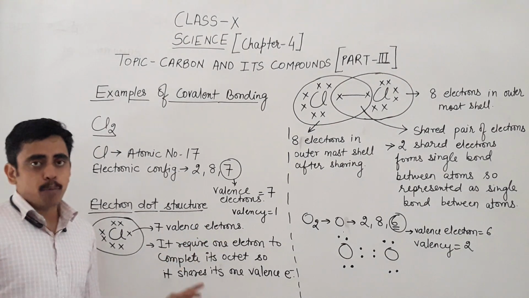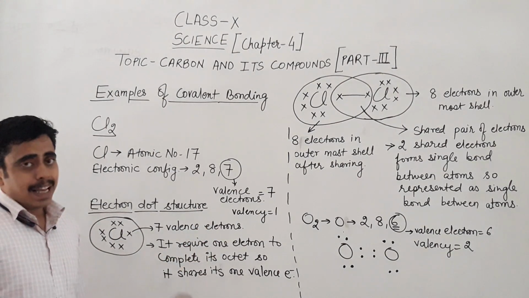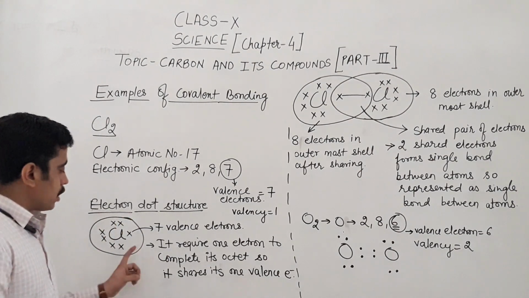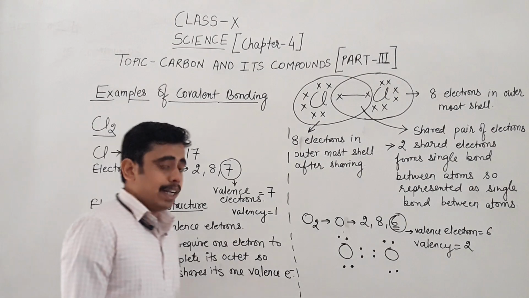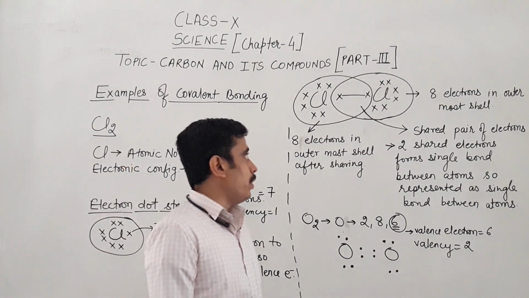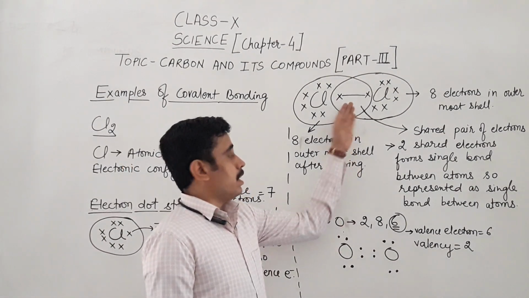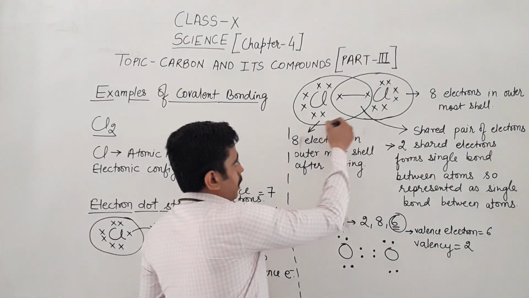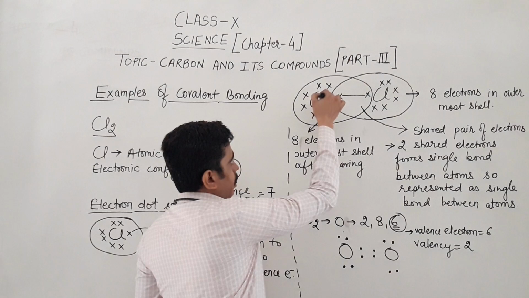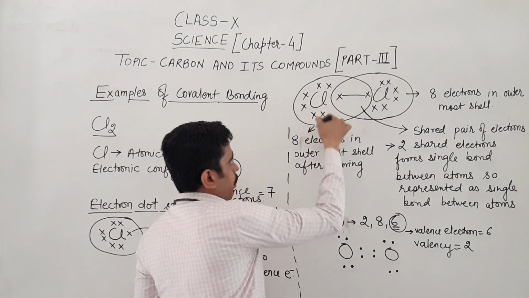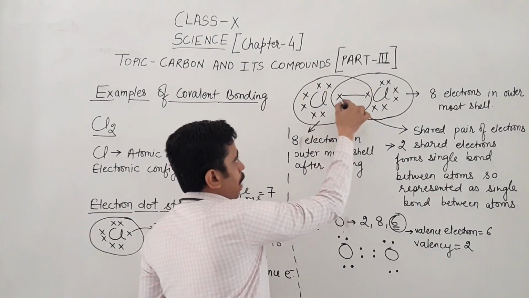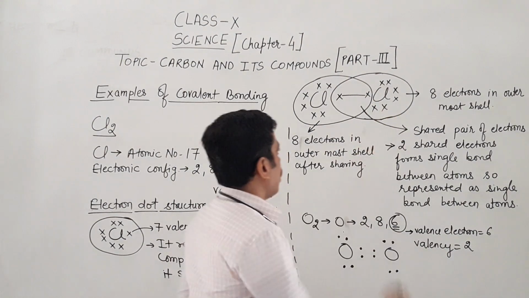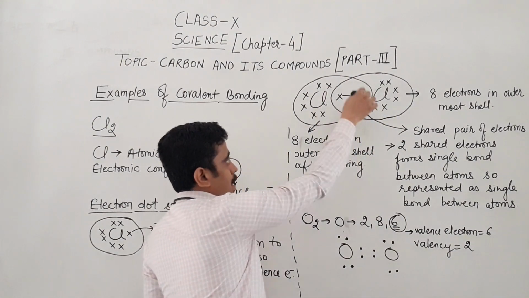It requires how many electrons to complete its shell? It requires only 1 electron to complete its shell. That's why it shares only its 1 electron. Let's see how it does. It forms a covalent bonding like this. If you see the circle of this chlorine, after the sharing of 1 electron with the other chlorine atom, there are 8 electrons.